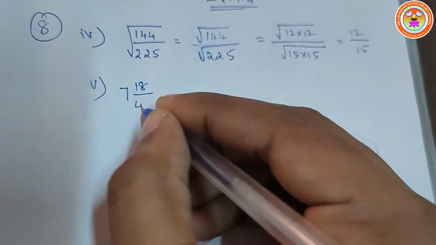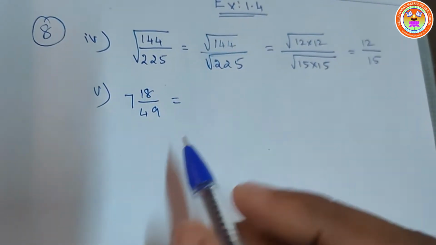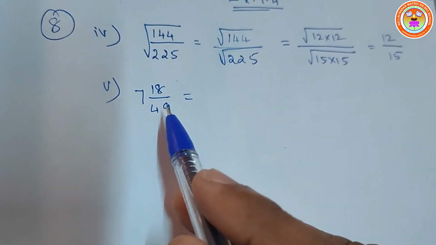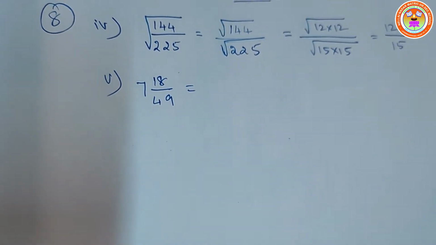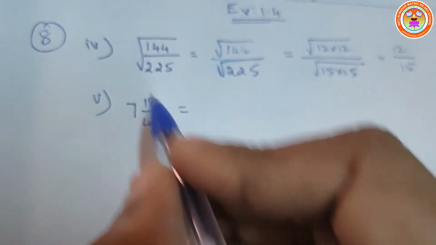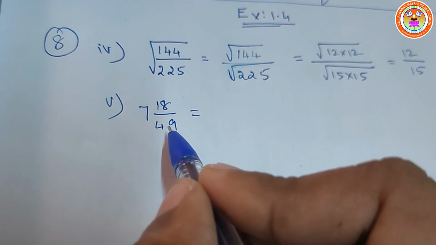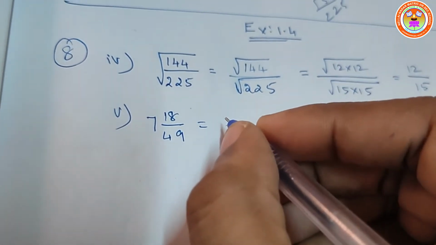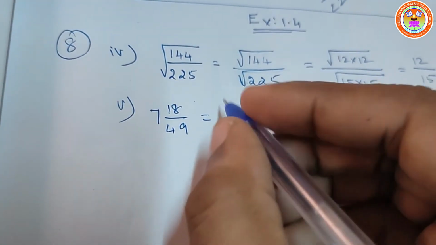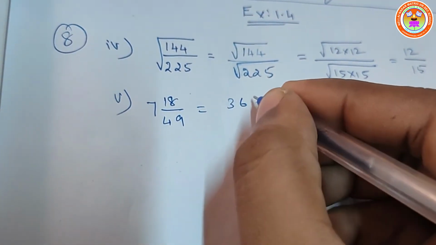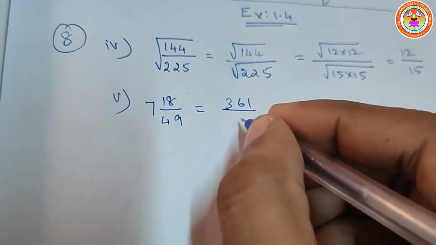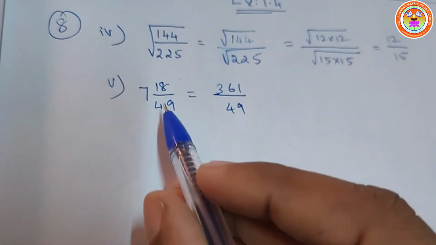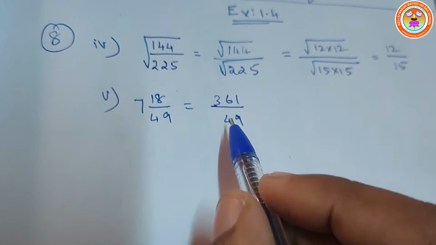18 by 49, which is a mixed fraction, so convert it into an improper fraction. So here 7 into 49, 343 plus 18, it's nothing but 361 divided by 49. So this mixed fraction is converted into an improper fraction.